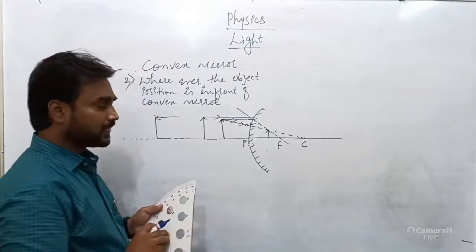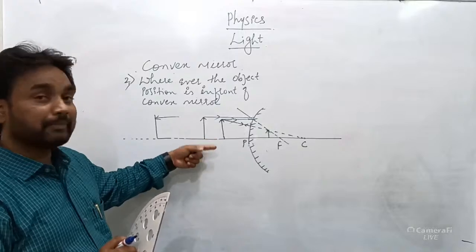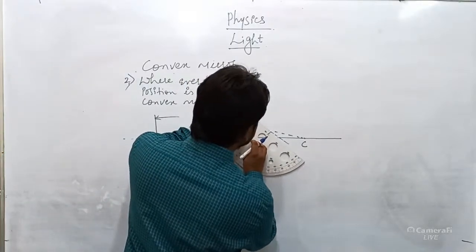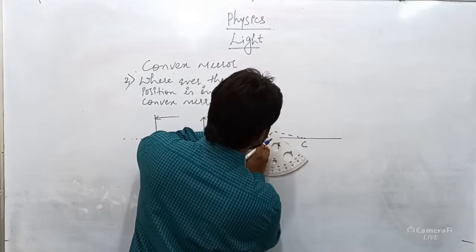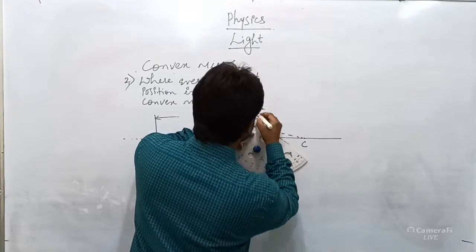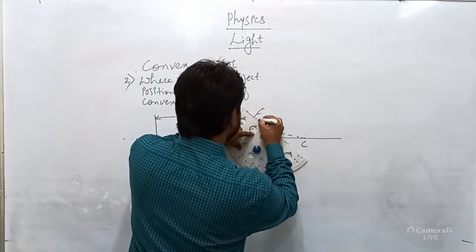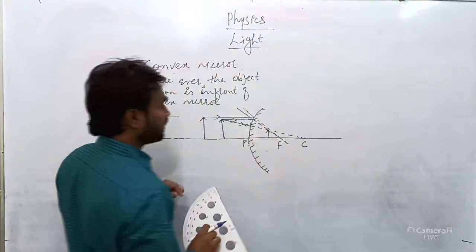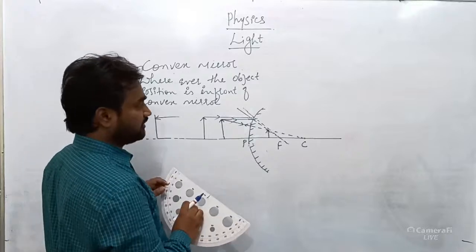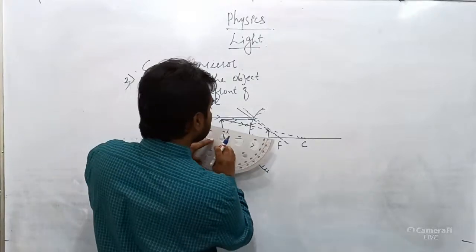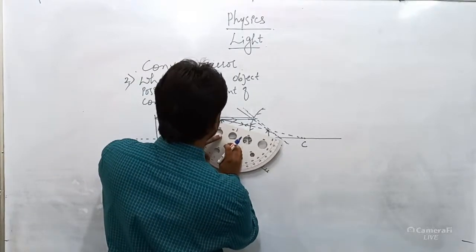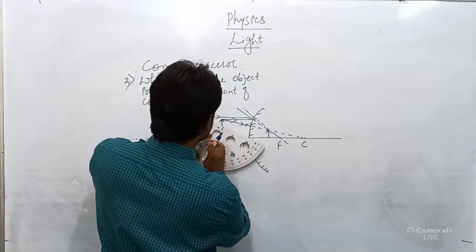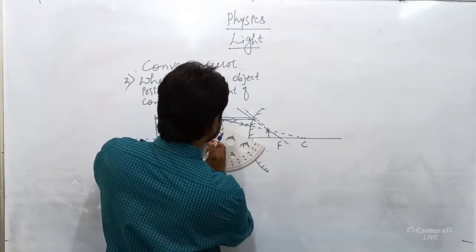Okay, so first let us see this one. So this is the incident ray. As this incident ray is parallel to the principal axis, what is going to happen? We know that this reflected ray must pass through the principal focus. So let me draw a reflected ray which is passing through the principal focus. Now one more ray we have to take. Let me take it at the pole.